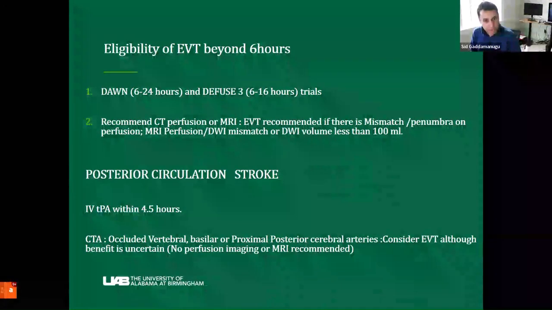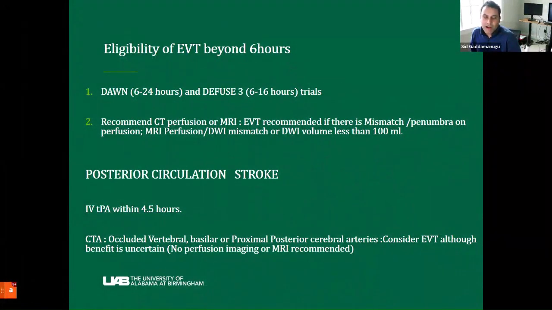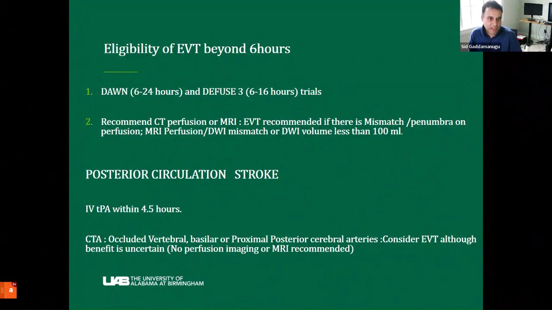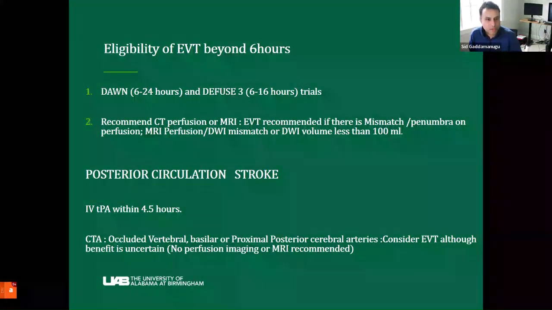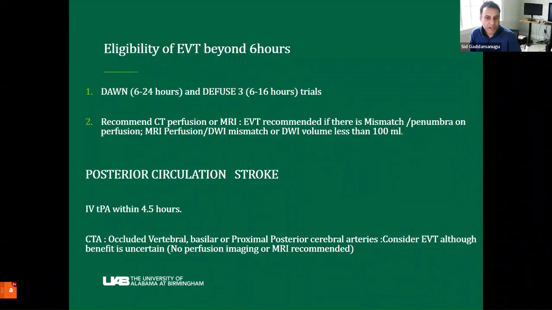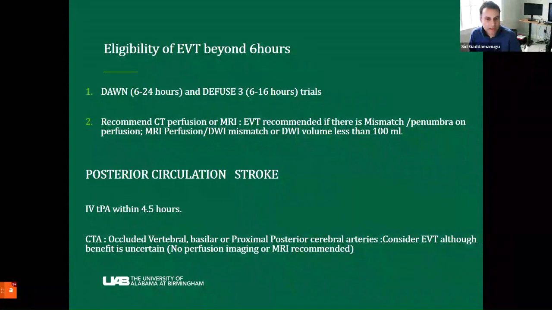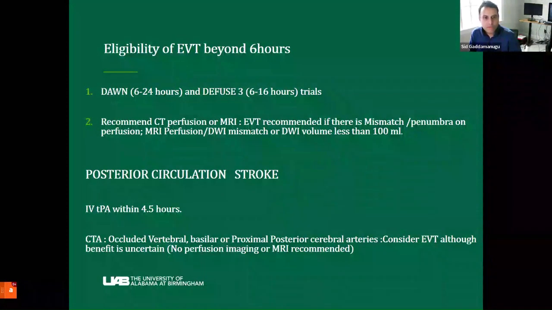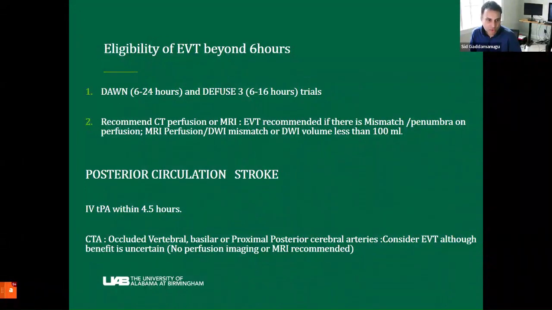Alternatively, if you do not do CT perfusion, you acquire a DWI MR brain, and if the volume is less than 100 ml on DWI, you go ahead and do endovascular treatment. For posterior circulation stroke, we typically only do IV TPA. There are far fewer centers who actually do endovascular treatment for posterior circulation stroke. The reason is that studies have so far not shown a great benefit of endovascular treatment for posterior circulation stroke as opposed to anterior circulation stroke.